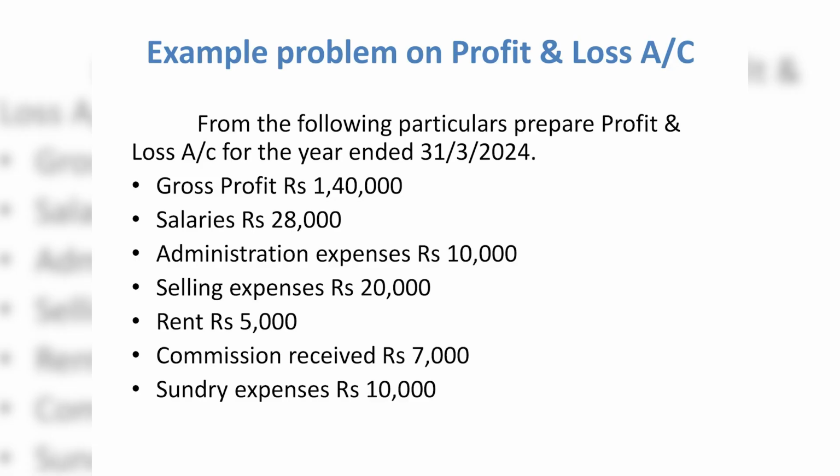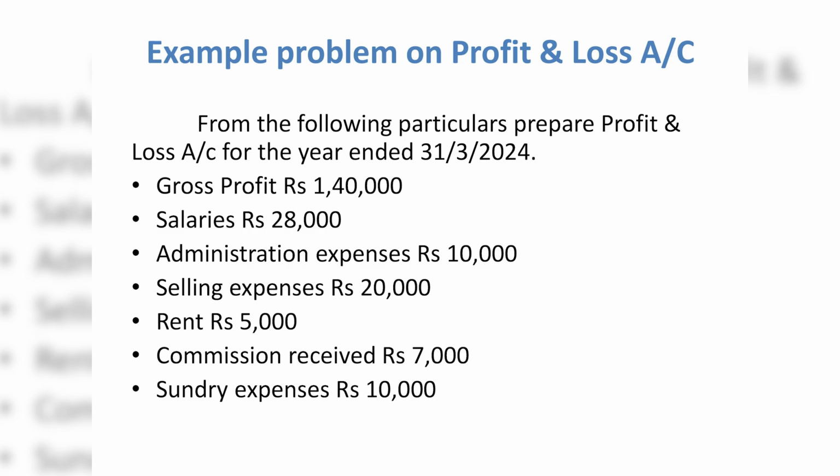From the following particulars, prepare the profit and loss account for the year ended 31st March 2024. Gross profit rupees 1,40,000. Gross profit is ascertained by preparing the trading account. In this problem, gross profit is directly given. Gross profit is to be taken on the credit side. Salaries, office expense to be taken on the debit side of the profit and loss account.